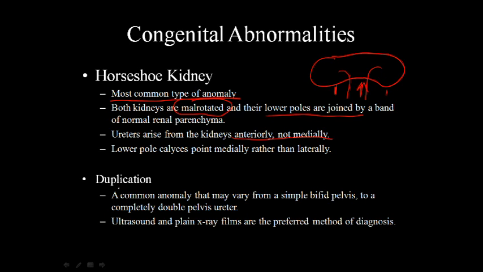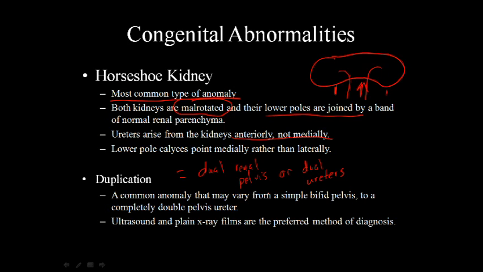And so basically, you can have dual renal pelvis, or you can have dual ureters. Either one of these would be basically what we would call duplication. So either way, this is typically what you're going to see.